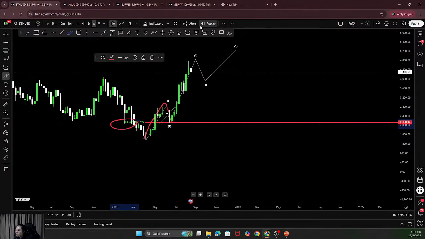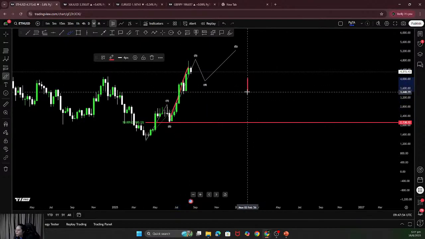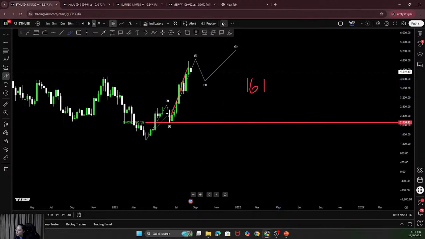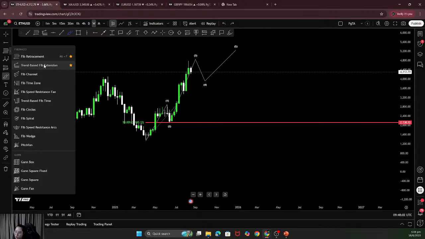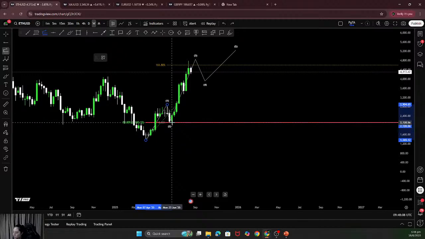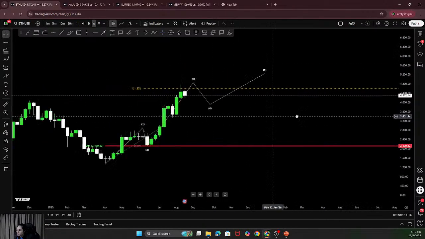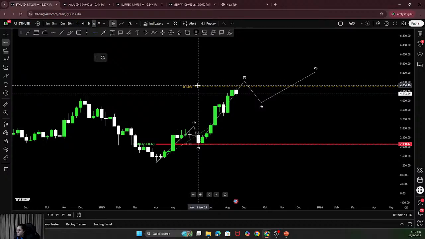So that is done. Okay, the second thing: wave 3 is usually 161.8 of wave 1. So we're going to pull out Fibonacci again to see if that is correct. We're going to pull the trend-based Fib retracement. We take this first point here, second point here, and the starting point of 2 to see where 161.8 is. So you can see price is right now at 161.8.